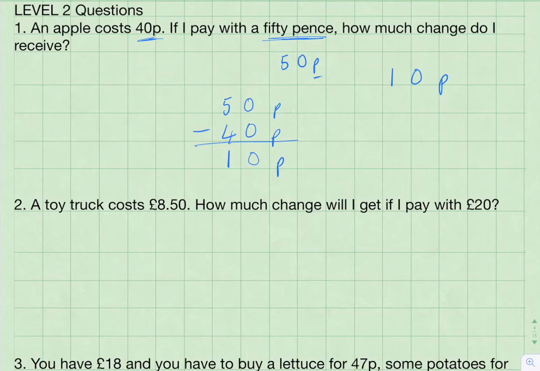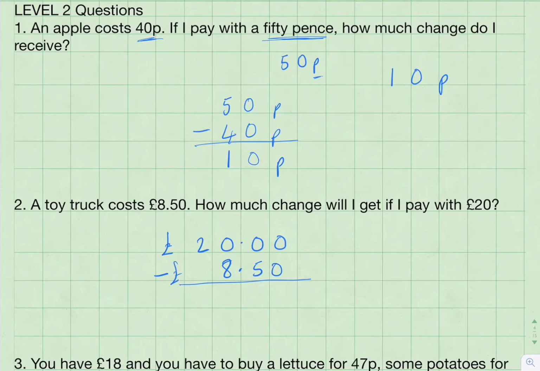A toy truck costs £8.50. How much change will I get if I pay with a £20? So £20 minus £8.50. As with all decimals, it's very important that you line the numbers up correctly so that you're taking the right number away from the right number, as it were.